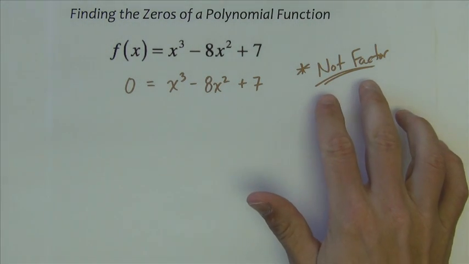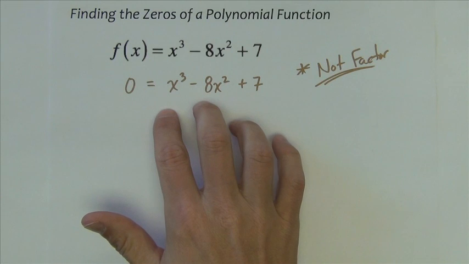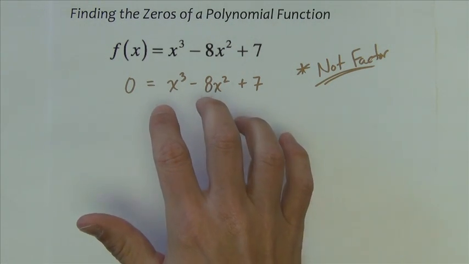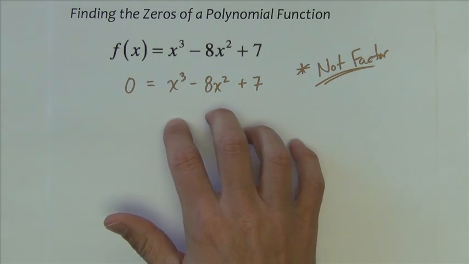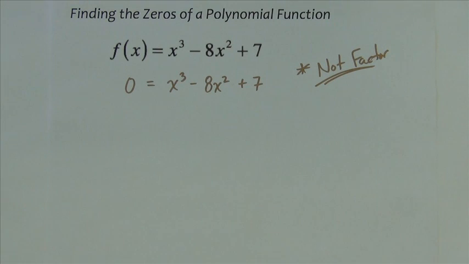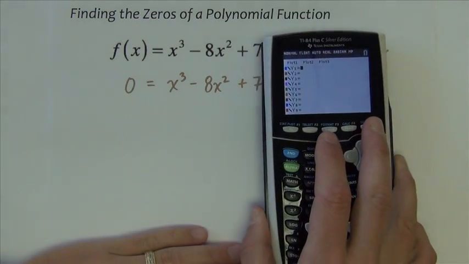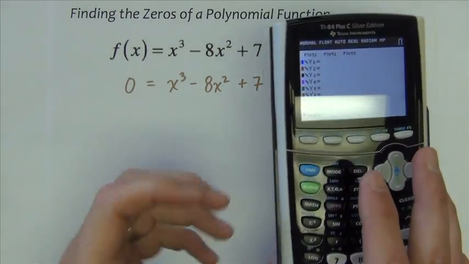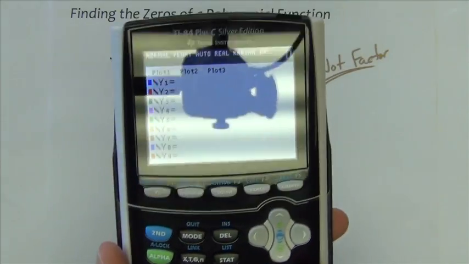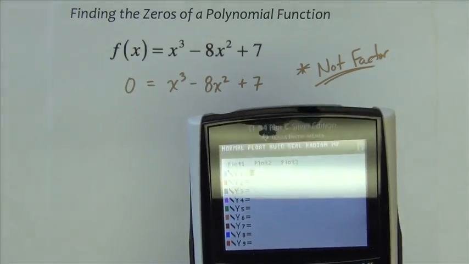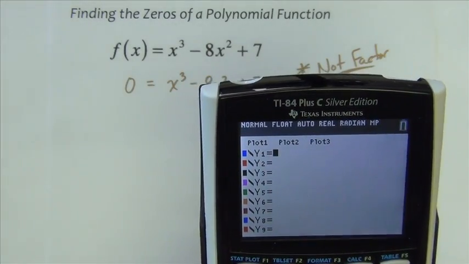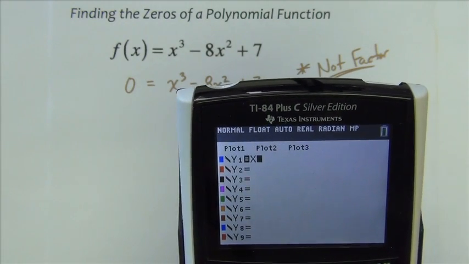And just because I can't factor it doesn't mean this doesn't cross the x-axis. Doesn't mean it doesn't have zeros. So we have to find the zeros. A lot of what we're going to do in the next few lessons will go over how we find those zeros. But in this particular section, if we can't factor, we're going to rely on our graphing calculator instead to help us find the zeros. So I'm going to begin in the y equals screen. I'm going to type in my function.